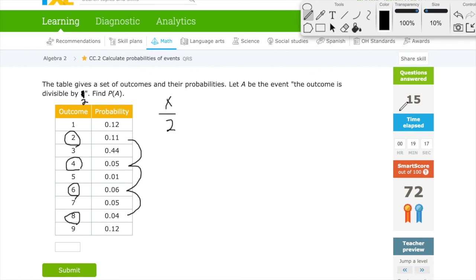Okay, so that's CC1 and CC2 of intro to what probability is, what it's allowed to be, and then calculating probability based on its event. So kind of what it's saying in the quotes there.